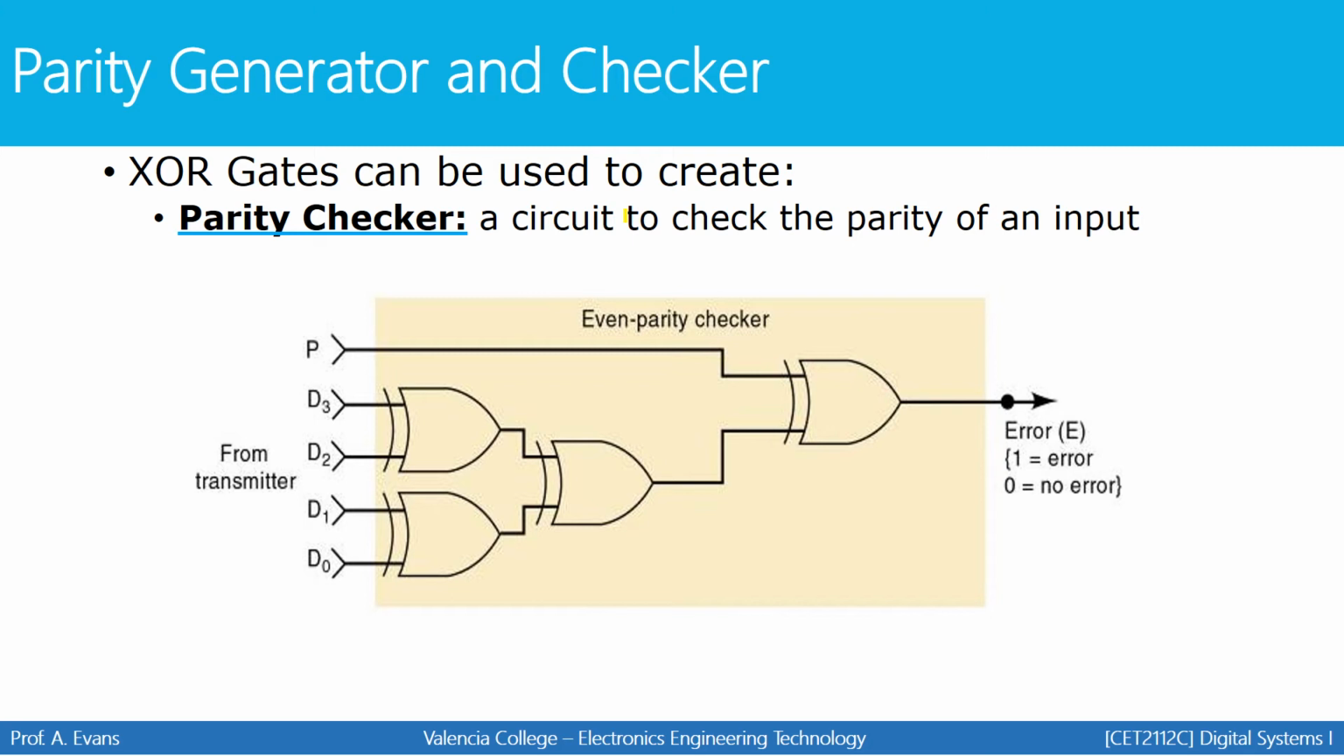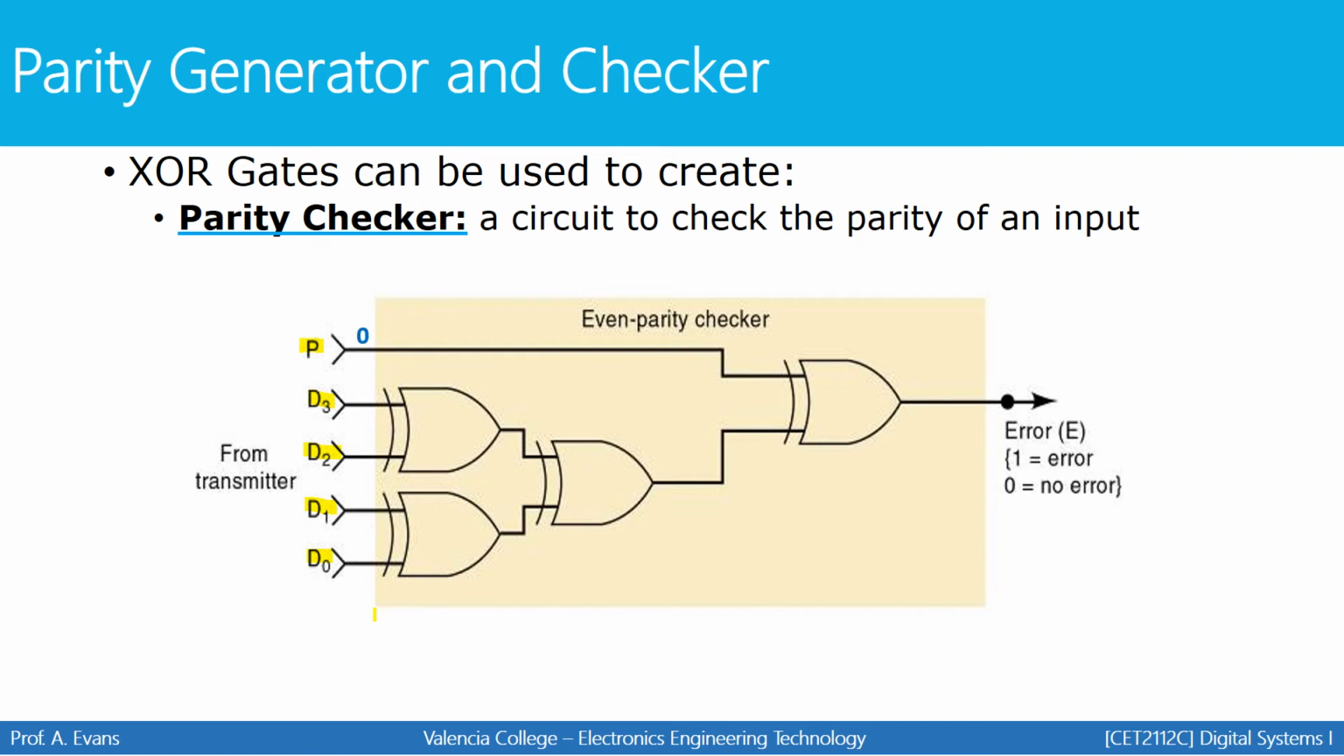You can also use the XOR gates to create a parity checker that will check the parity of an input and produce a 1 at the output if there's an error in the message, or a 0 if there's no error in the message. So now we're going to see how this particular circuit works using XOR gates. Notice the inputs. The first bit here is your parity bit, and then this is your data that comes in from your transmitting system. So let's look at the first example and explore how the even parity checker would work to determine if there was an error in the message.